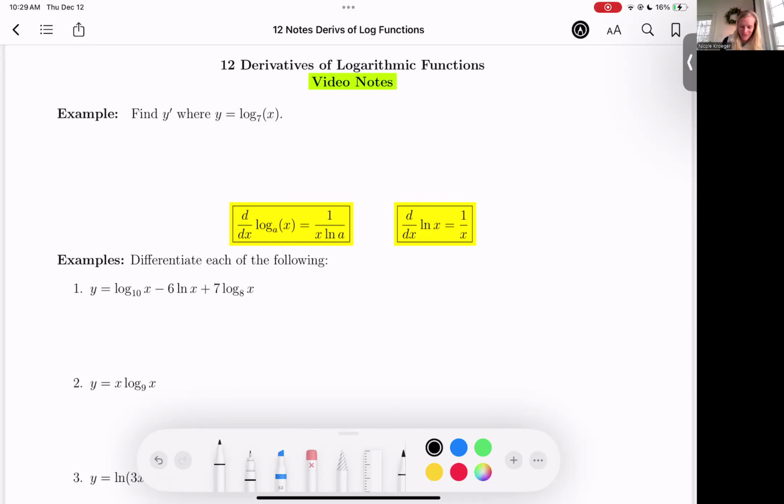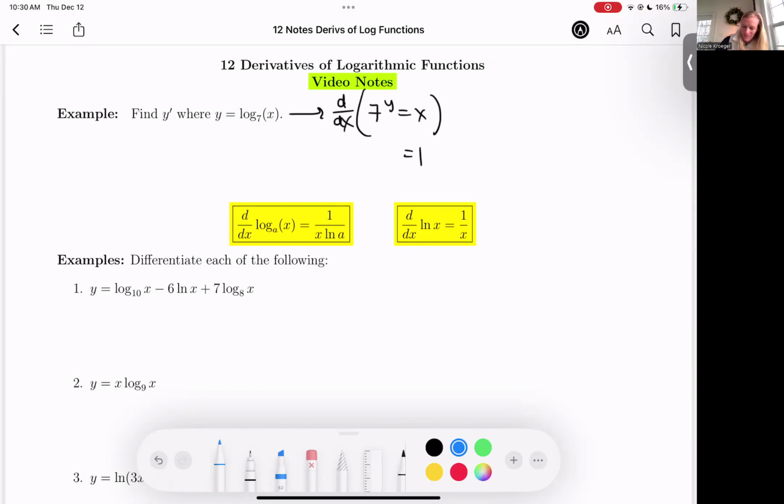And so what I'm going to do is start out by rewriting this in exponential notation. We know that logs can always be rewritten in exponential notation. So this is equivalent to saying that 7 to the y is equal to x. You might have to remember that from our pre-calculus class. And so what we're going to do is differentiate both sides of this equation. The derivative of x is just 1, so that side's easy.